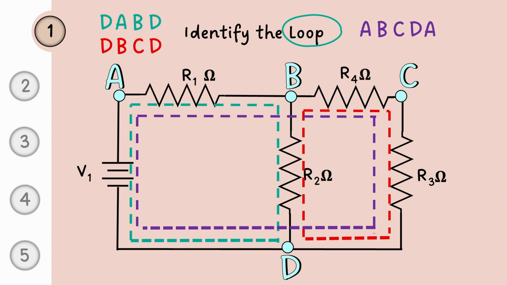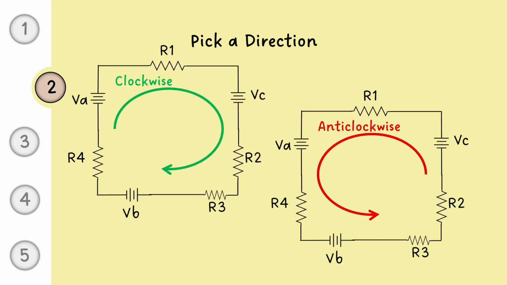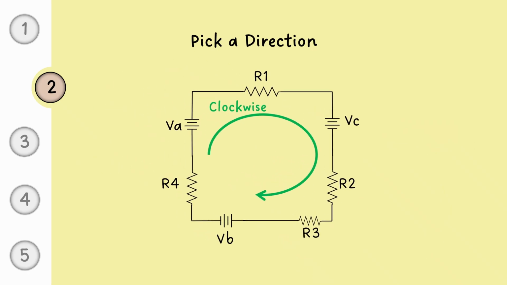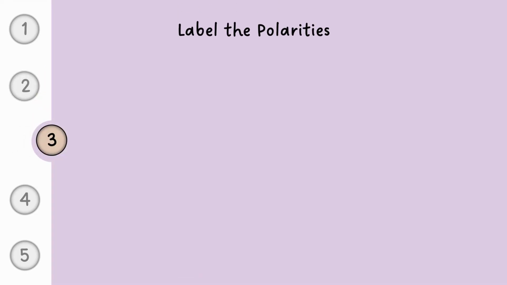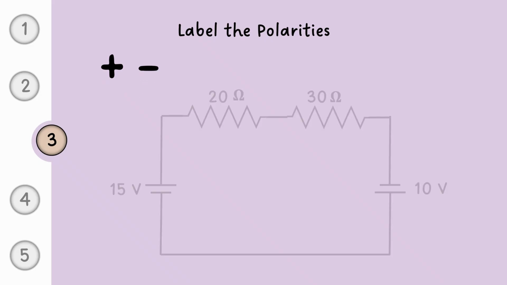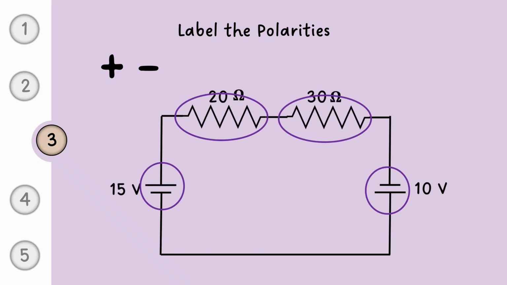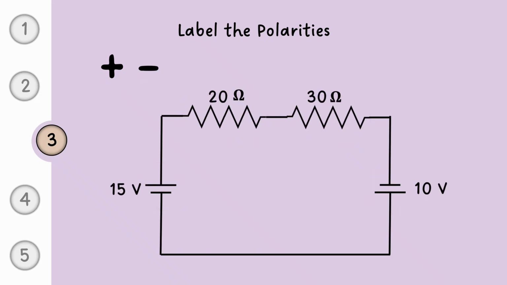After identifying the loops, we have to pick a direction. We can either use clockwise or anti-clockwise direction. It doesn't matter. Normally, people always choose the clockwise direction to avoid any confusion during problem solving. The next important step is to label the polarities. We need to identify the positive and negative terminal for every component. This part can be tricky, so you must be very careful.